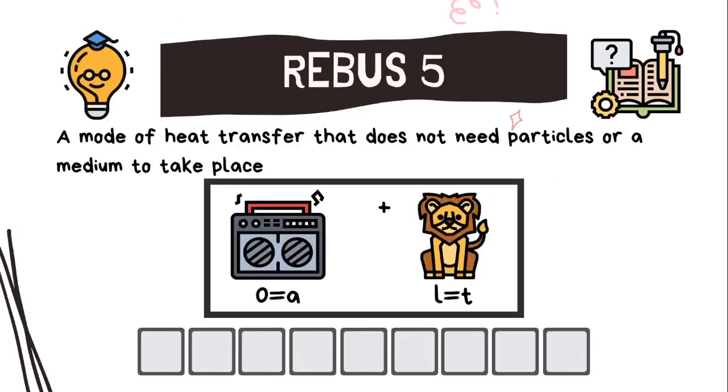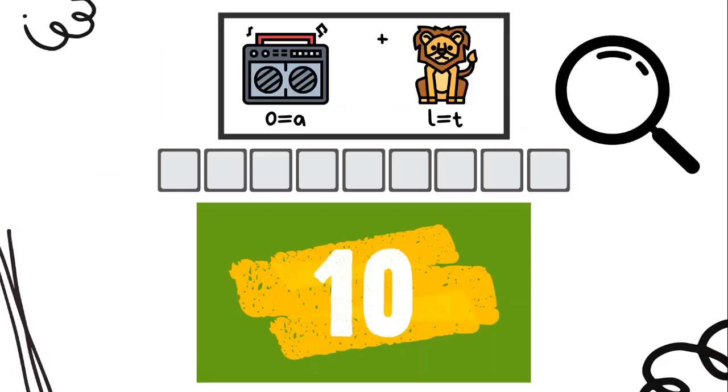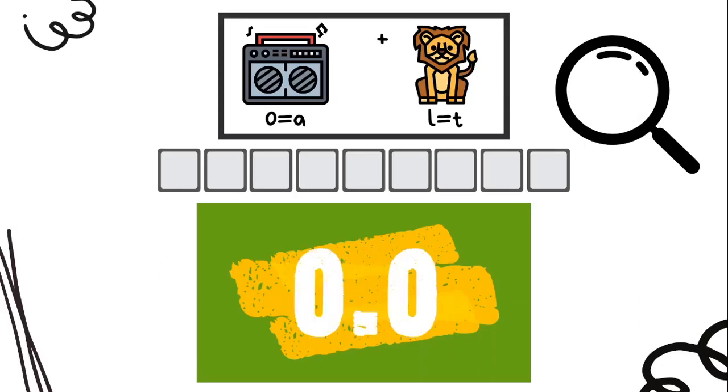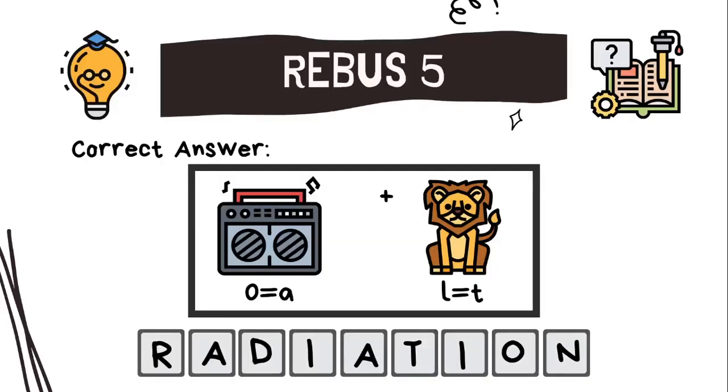Alright, we're at the last puzzle. Rebus number 5 is 9 letters long. It is a mode of heat transfer that does not need particles nor a medium to take place. Can you guess the word? Five, four, three, two, and one. Did you get the right answer? It is radiation.